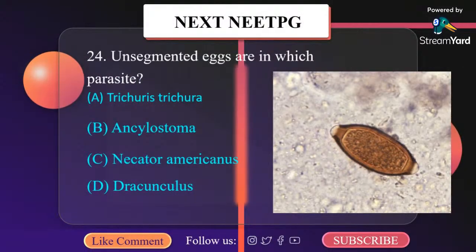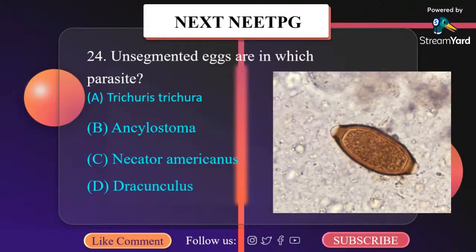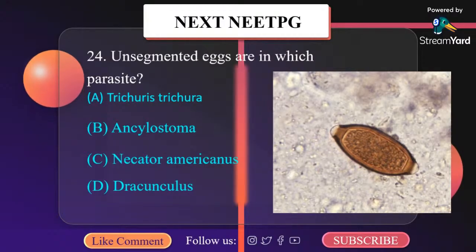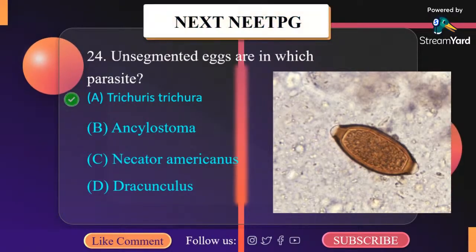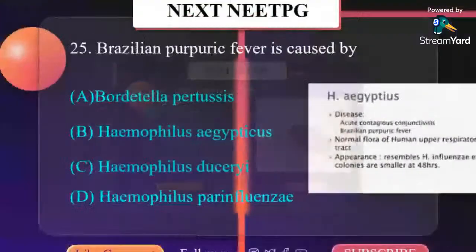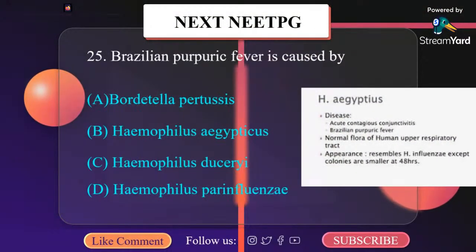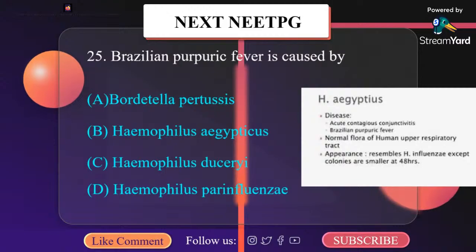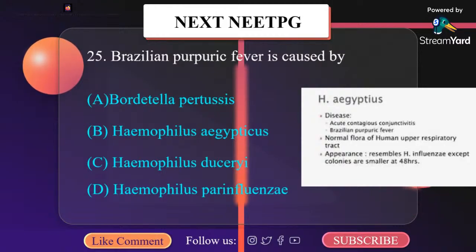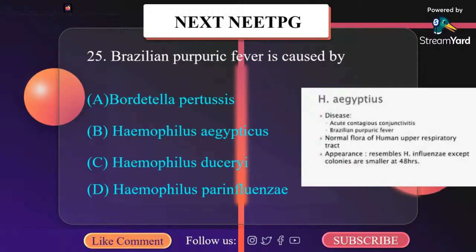Unsegmented eggs are seen in which parasite? A. Trichuris trichiura, B. Ancylostoma, C. Necator americanus, D. Dracunculus. It is Trichuris trichiura. Brazilian purpuric fever is caused by A. Bordetella pertussis, B. Haemophilus aegyptius, C. Haemophilus ducreyi, D. Haemophilus parainfluenzae. It is Haemophilus aegyptius.